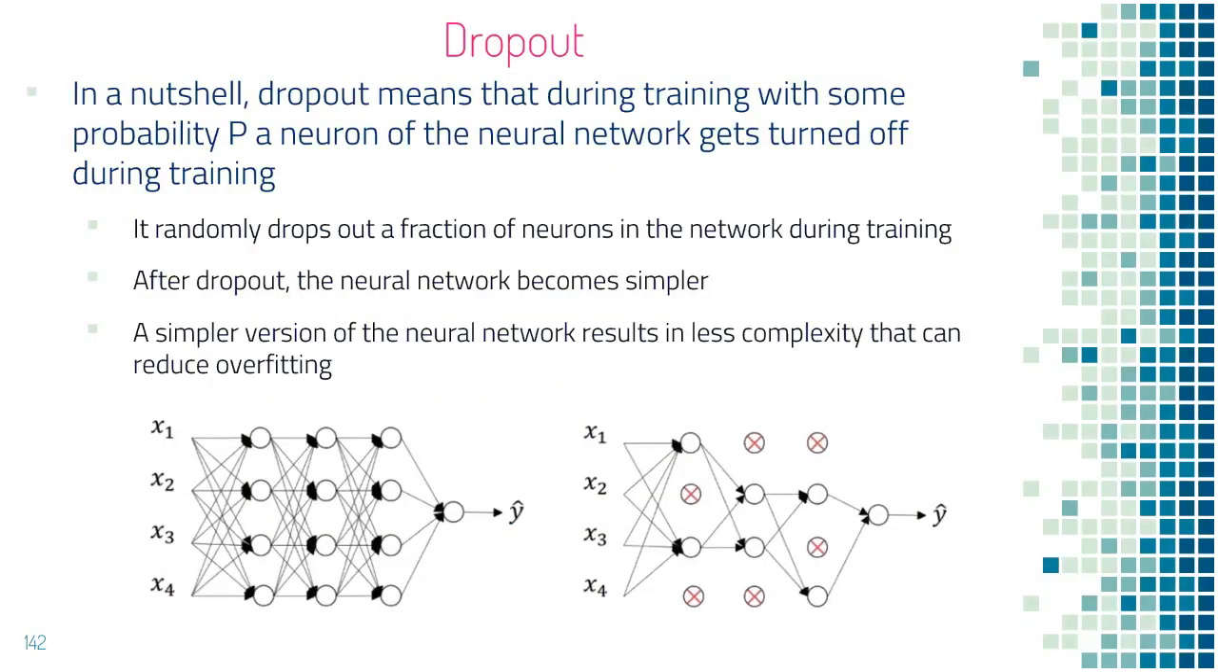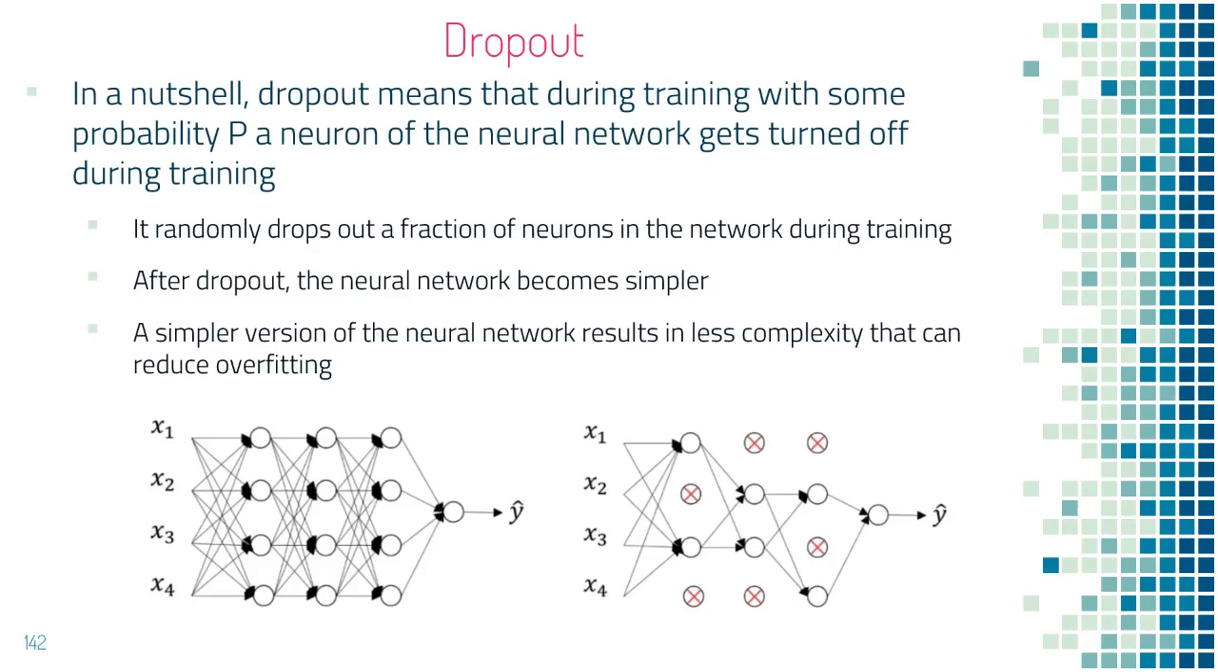Dropout. In a nutshell, dropout means that during training, with some probability p, a neuron of the neural network gets deactivated or turned off. So it randomly drops out a fraction of neurons in the network, especially neurons in the hidden layers. It is because if you keep all the neurons as is, then they'll capture all the unwanted information and noise present in the data set.